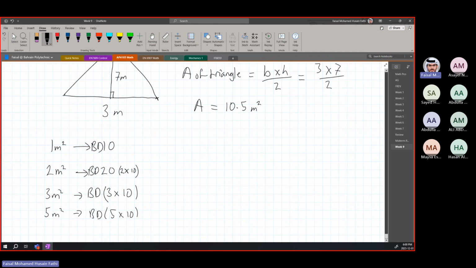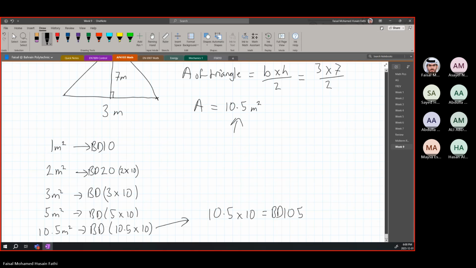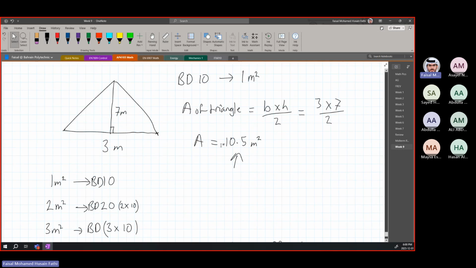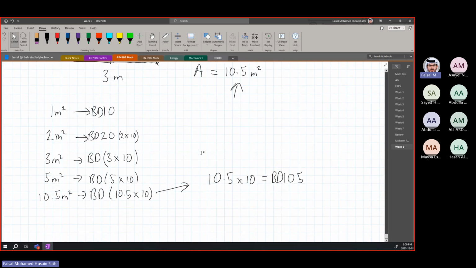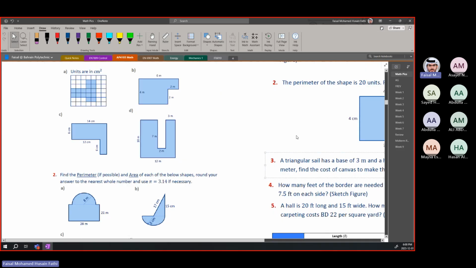So if we have 10.5, the area we have is 10.5 meters squared. BD will cost 10.5 times 10. So when you solve it, 10.5 times 10 is going to be equal to 105 BD. Does that make sense? Clear? This is the most, I think, complicated question between them all. Okay, good.